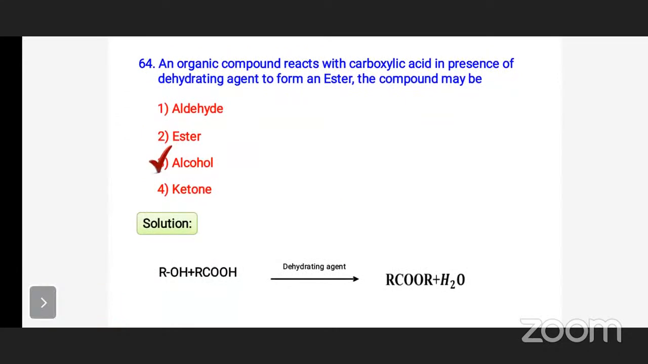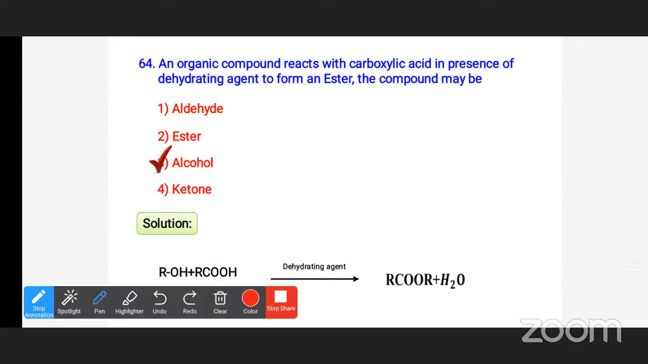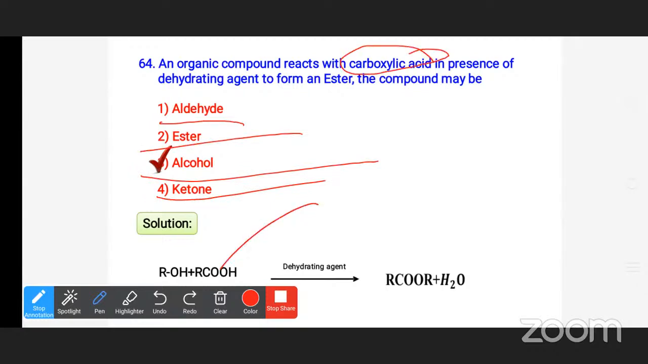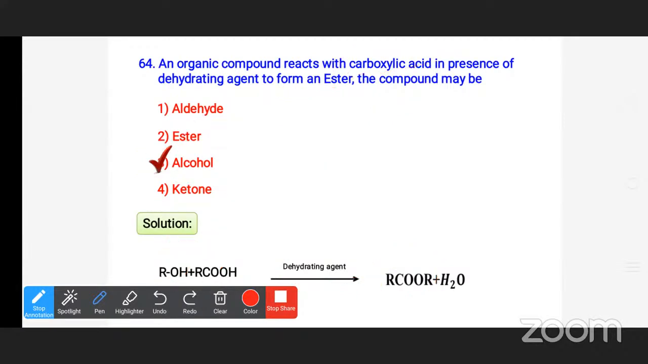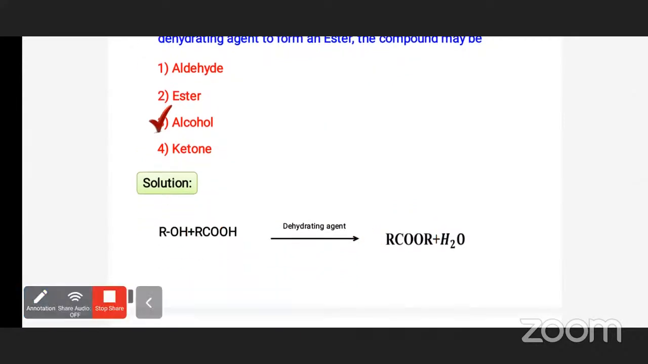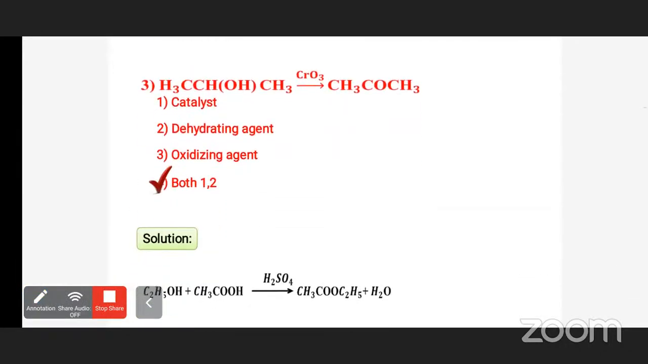An organic compound reacts with carboxylic acid in the presence of a dehydrating agent to form an ester. The compound may be aldehyde, ester, alcohol, or ketone. So the compound is alcohol, OH. Alcohol and carboxylic acid react to form an ester.